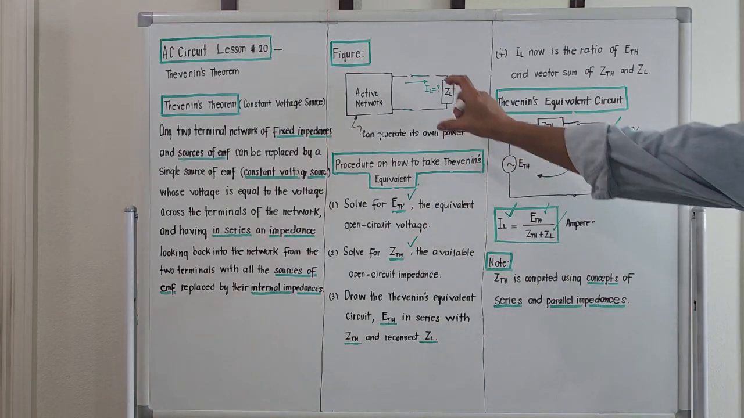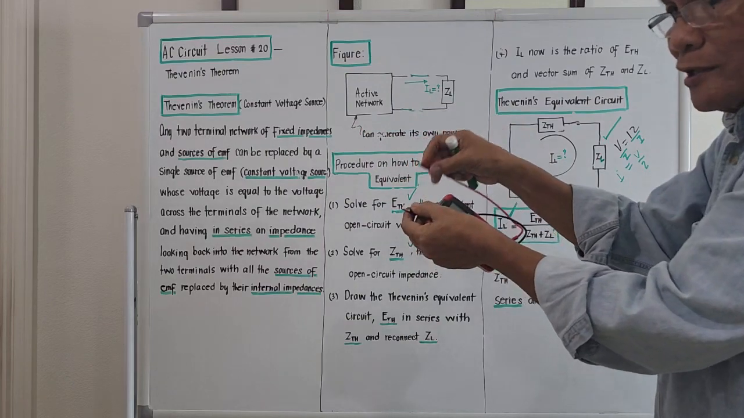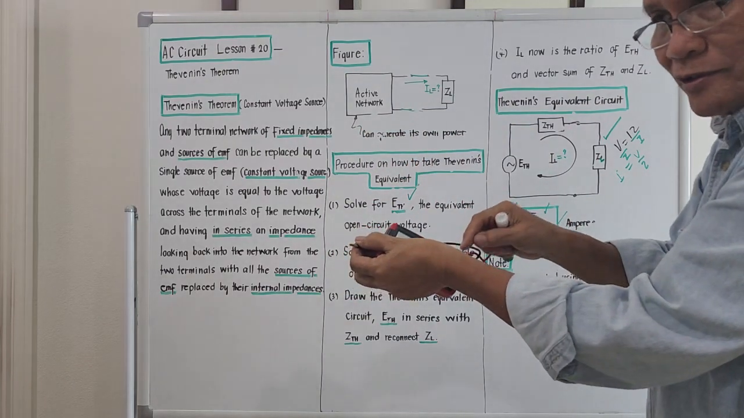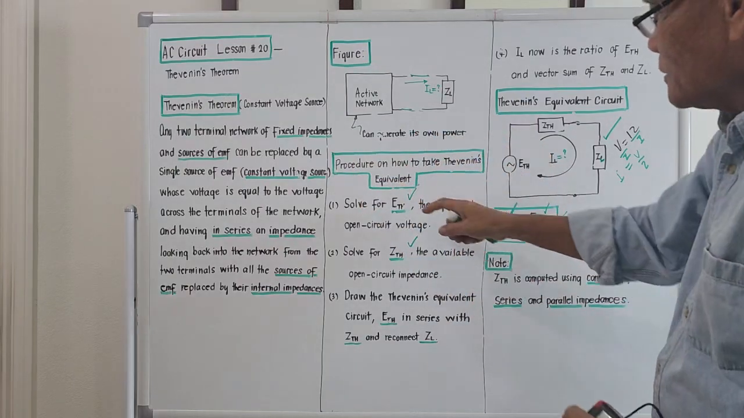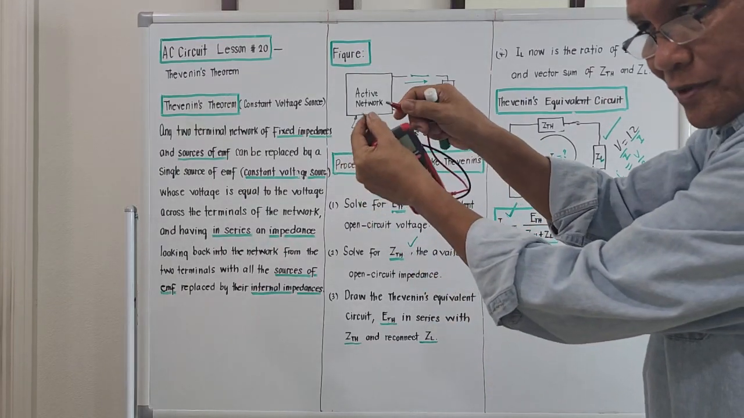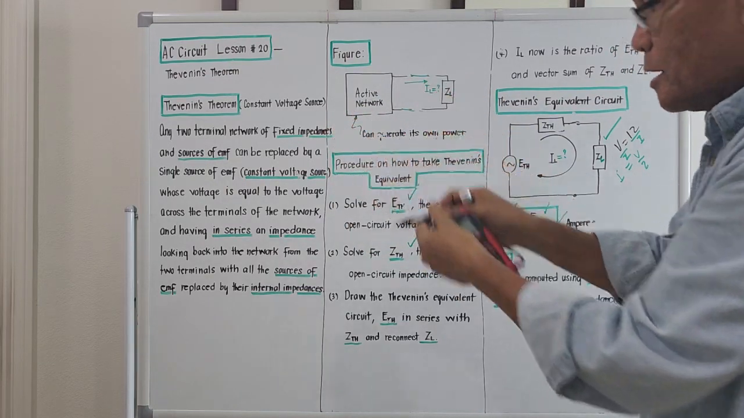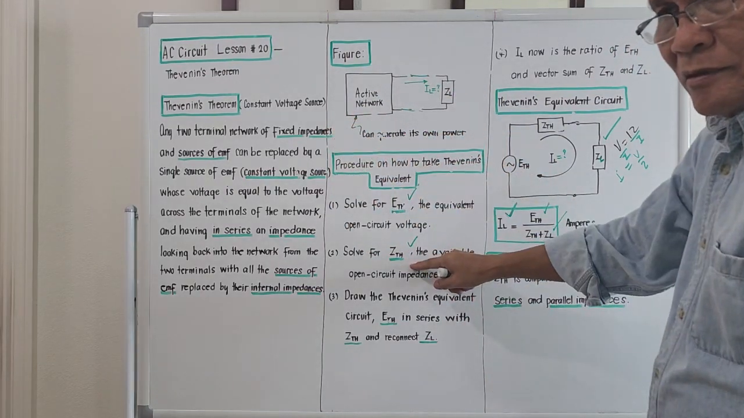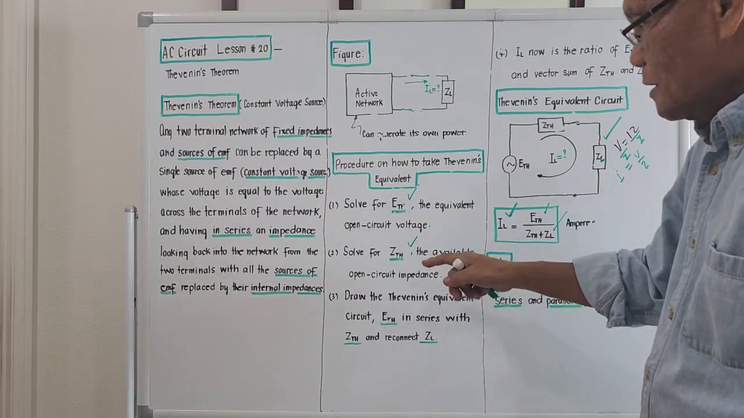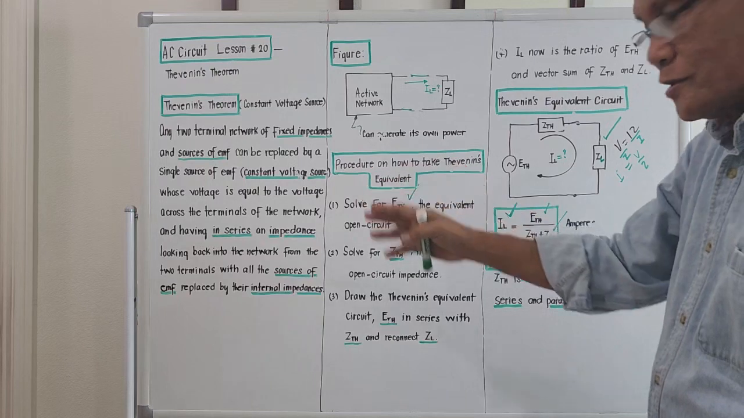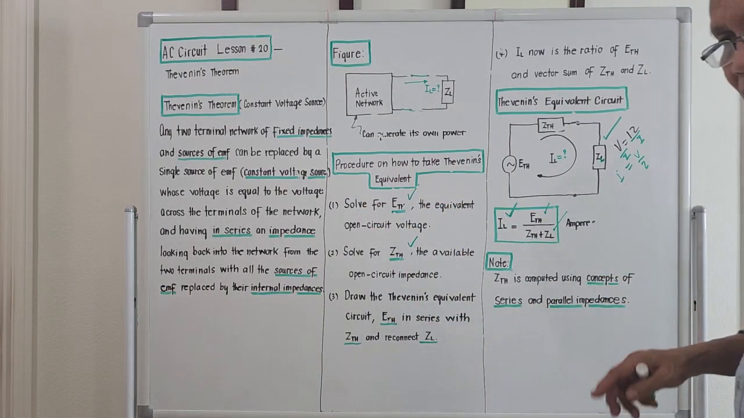For the voltage, we could measure it, right? But for the impedance, we cannot measure impedance by using the multi-tester. For the voltage, we could use the multi-tester, so ETH could be known by using the multi-tester. But for the impedance, in actuality, in real life, the computation is by using our knowledge of the concepts of series and parallel impedances.